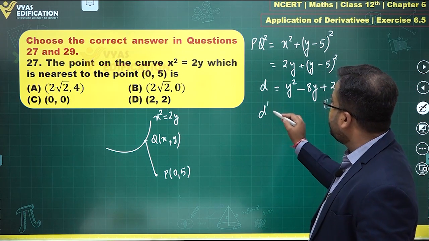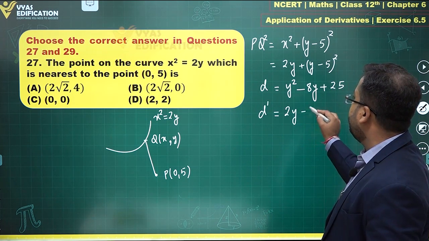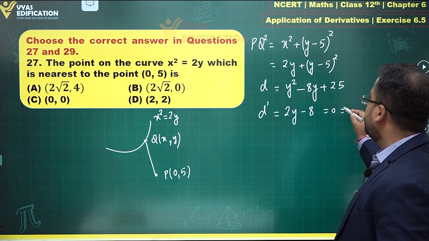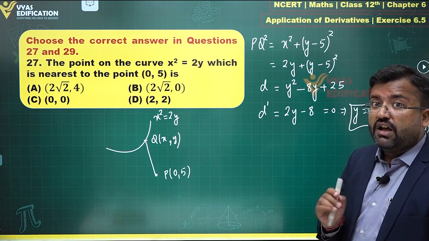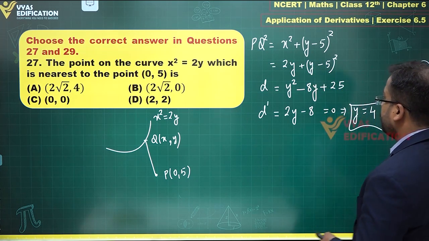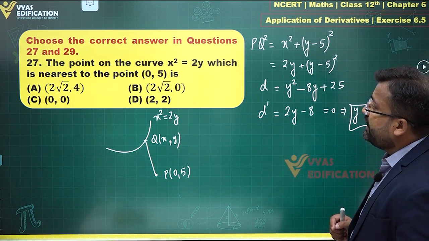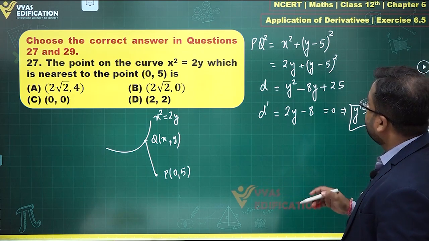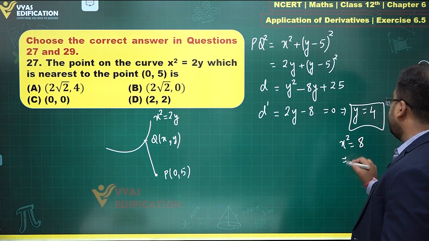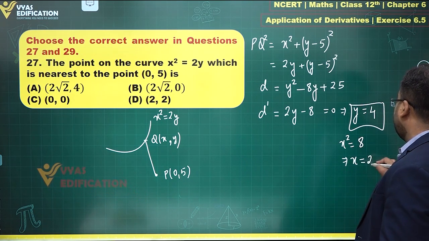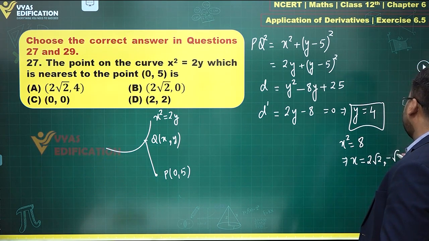And the derivative of d with respect to y will be 2y minus 8. Equal to 0 will tell me y equals 4 is the required critical point. y is equal to 4 is where the required critical point lies. For y equals 4, x square will be equal to 8, and that tells me x will be equal to 2 root 2 or minus 2 root 2.